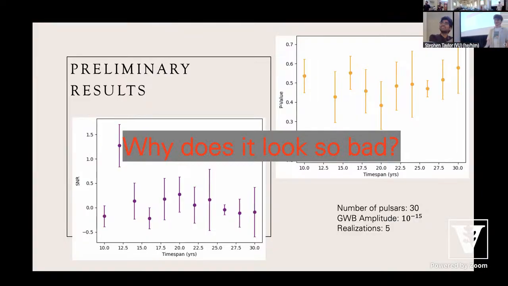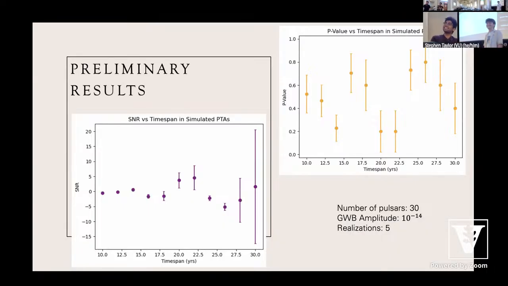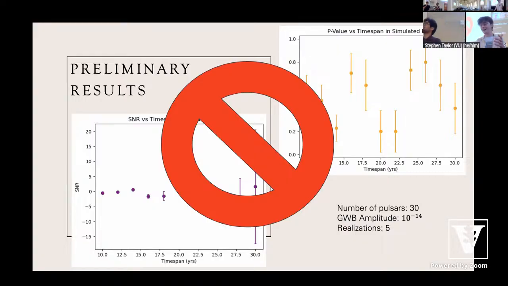It is a good sanity check. So I realized this, unfortunately, after running another data set with the same parameters. This one I had changed the gravitational background amplitude to hopefully see something. And that was when I realized that, oh, we're actually not varying time span. So then last night, I simulated everything over again, varying actual time span now.